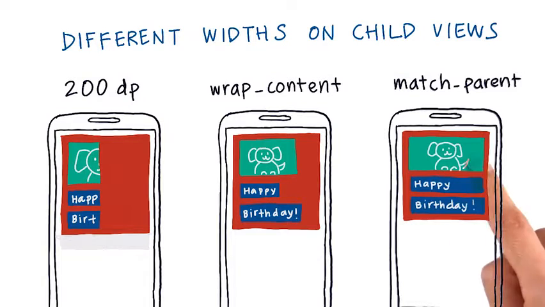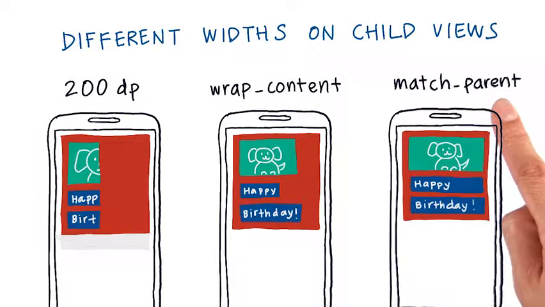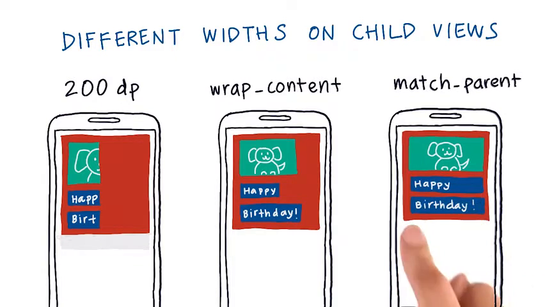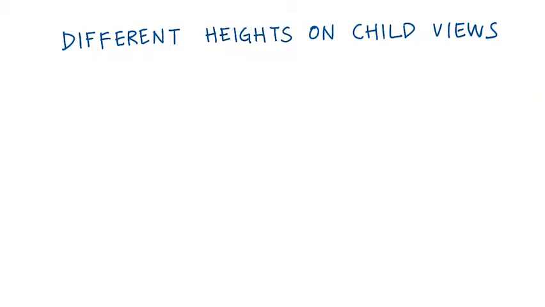In this example, we set the width of each child view to be match parent. Now you see that the width of each child is as wide as the parent view group, regardless of the content inside of it. Now those same values can also be applied for the height of each view.